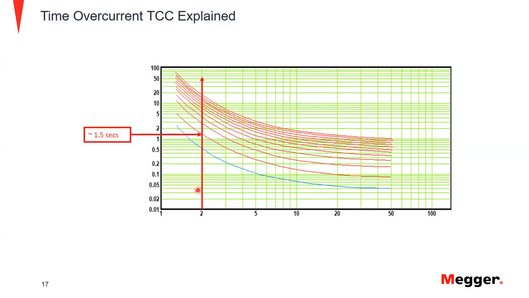Then let's say we reach this point. So we're going to pick this curve out. Let's say this is time dial 1, just for simplicity. And let's say it crosses the line at 2 times. When it crosses over at 2 times multiple, then we might get approximately 1.5 seconds out of it. So if we picked a different curve while applying the same amount of current, we could very well get a different time. We can actually get a longer time. If we came down here to this half time dial or this lower setting, we could actually get a faster time.